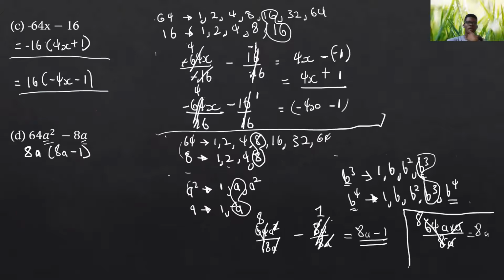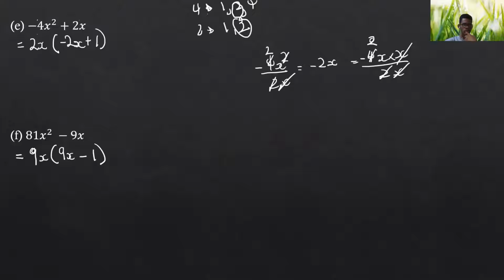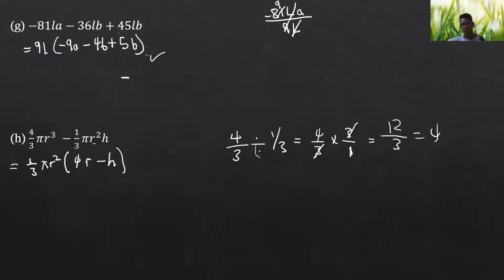Now we went through a lot of examples with the distributive law. Do not forget how to identify the highest common factor. Take your time: do the numbers first, the highest common factor among the numbers, then go for the variables. And of course, for common variables, just use the one with the highest power, right?